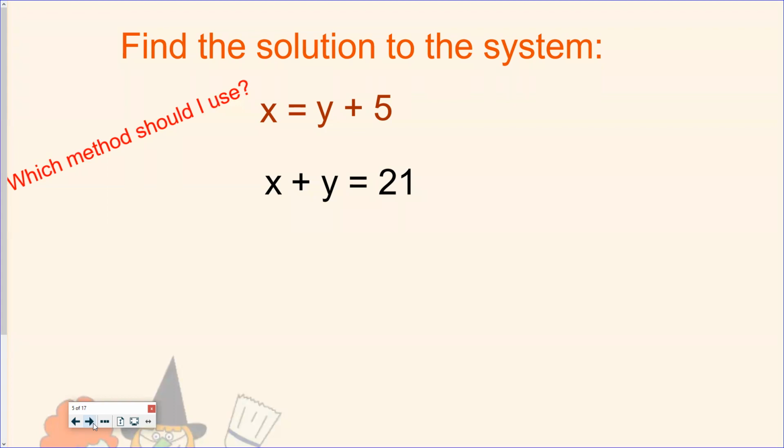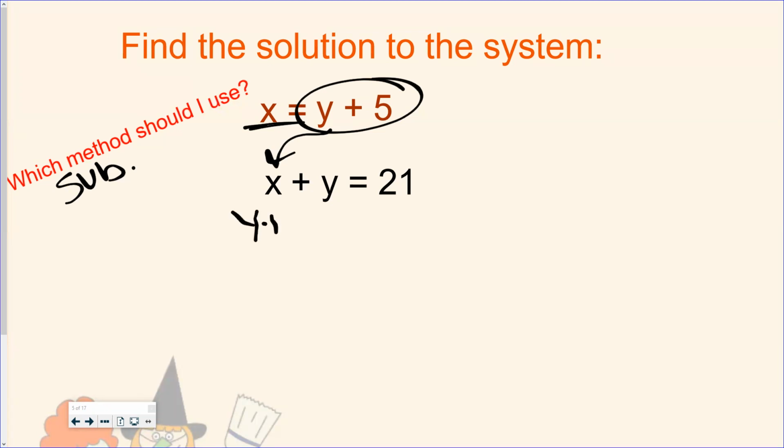So for this first system, I got x equals y plus 5 and x plus y equals 21. I see an x equals. As soon as I see x equals, that tells me that substitution is the best method to use. Could I use the other two methods of graphing and elimination? Yes. But in my opinion, if it's x equals, based on our rules, substitution is the best option here. So I'm going to take this y plus 5 and substitute it in for x.